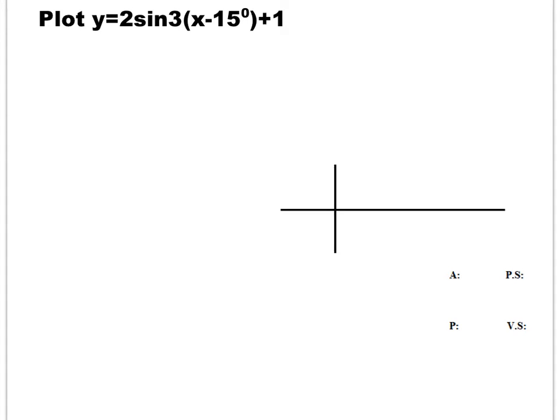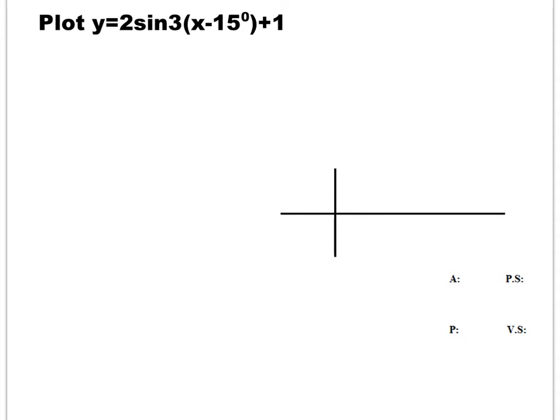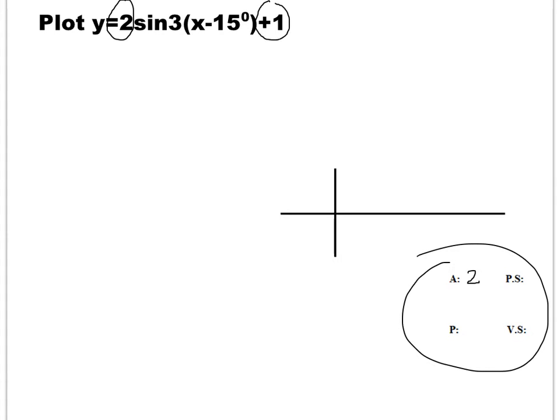The first thing you have to do is to find the four characteristics of the function, which are amplitude, period, phase shift, and vertical shift. By looking at this equation, it is obvious that the amplitude is what? 2. So I know the amplitude is 2, because the coefficient of sine is 2. Now, for vertical shift, you look at the number which is added or subtracted, and you can see the number is +1, so the vertical shift is 1.